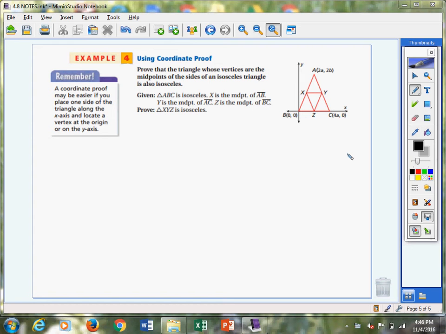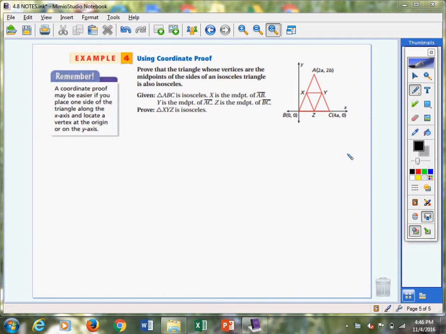Back, this is 4.8, example 4. We're going to actually use a coordinate proof. I'm not opposed to these. I think what drives me crazy is probably the vagueness of not knowing the actual distances, and that drives me crazy in general. So we are going to suffer together and figure this out together, and we're going to be just fine.